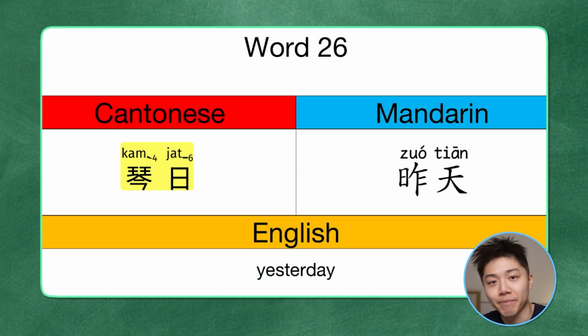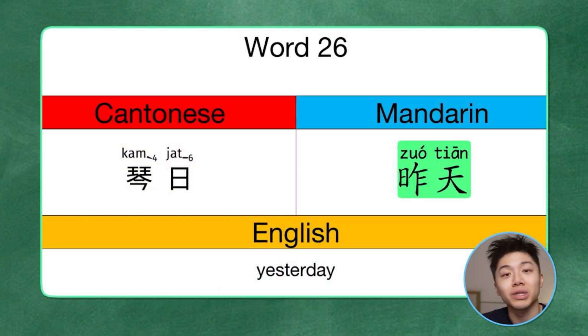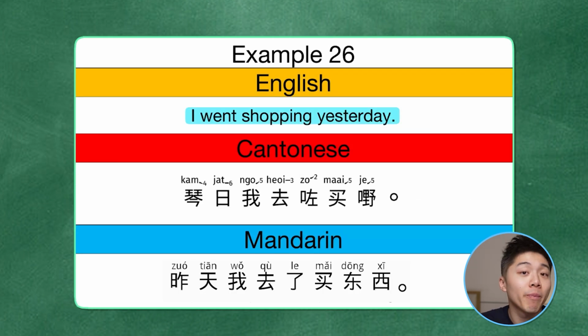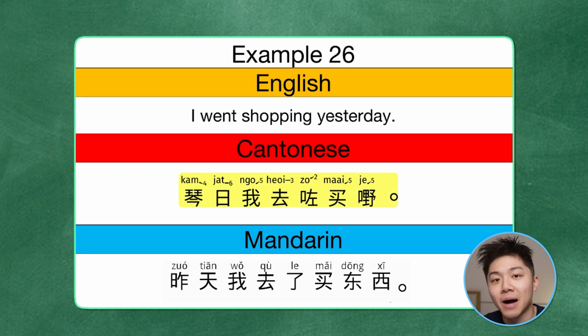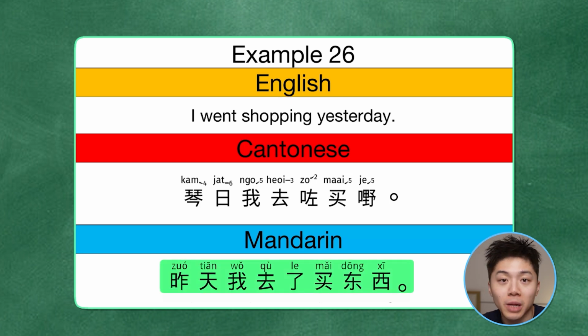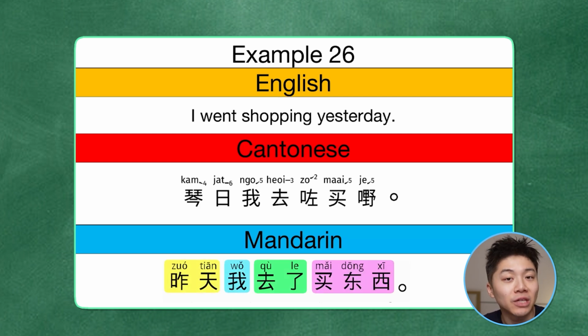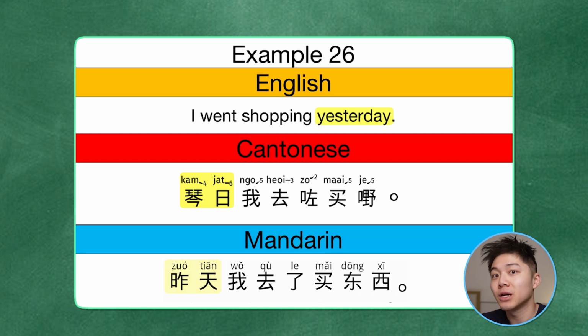Next is yesterday. In Cantonese we use 琴日. In Mandarin we use 昨天. For example, I went shopping yesterday. In Cantonese, 琴日我去咗買嘢. In Mandarin, 昨天我去了買東西. Let's break this down. 琴日 means yesterday. In Mandarin, 昨天. 我 means I. 去 means to go. In Mandarin, 去.